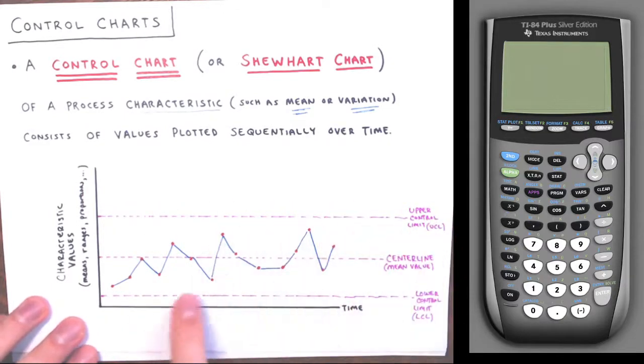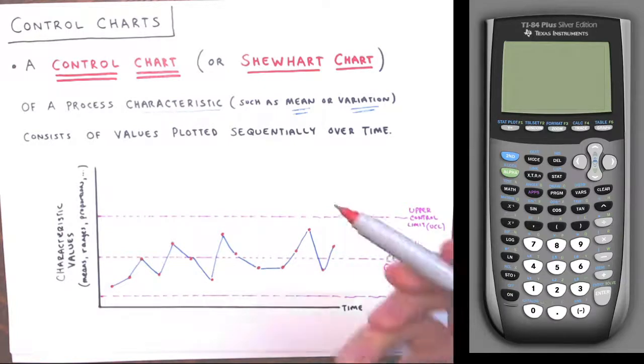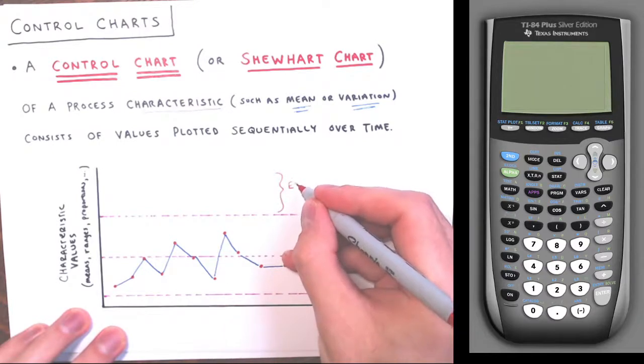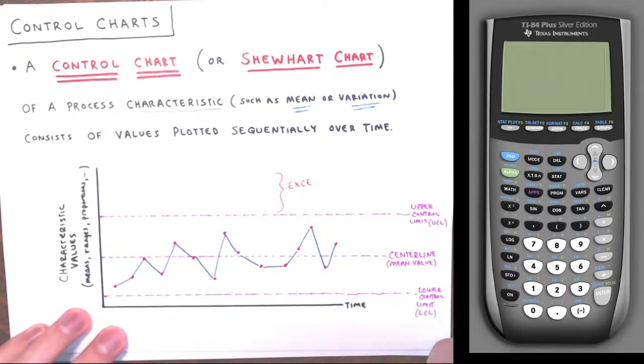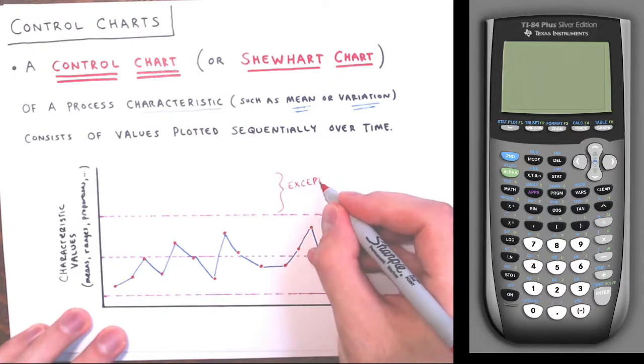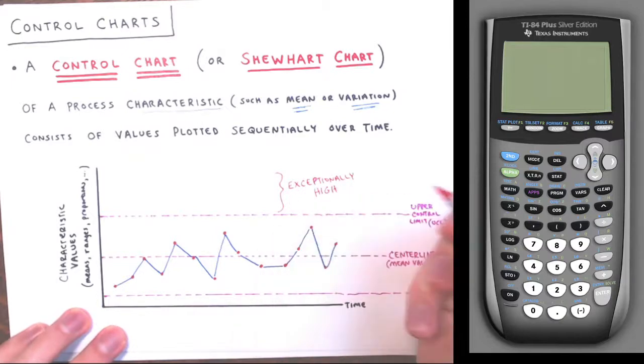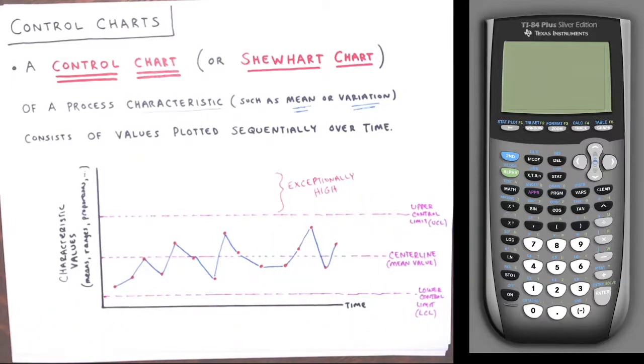And these upper and lower control limits will indicate to us, remember I mentioned exceptionally high or exceptionally low values earlier. If a value ends up above the upper control limit, it's going to be considered exceptionally high, or significantly high. Right? And if a value ends up being up here, above our upper control limit, then we'll say the process being studied is out of control or not stable.